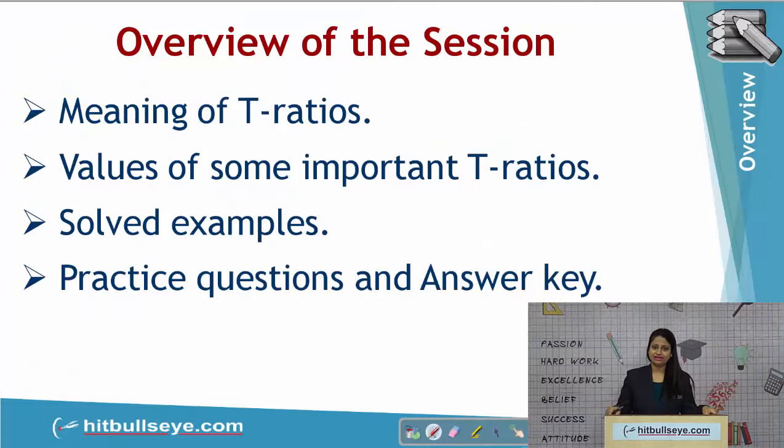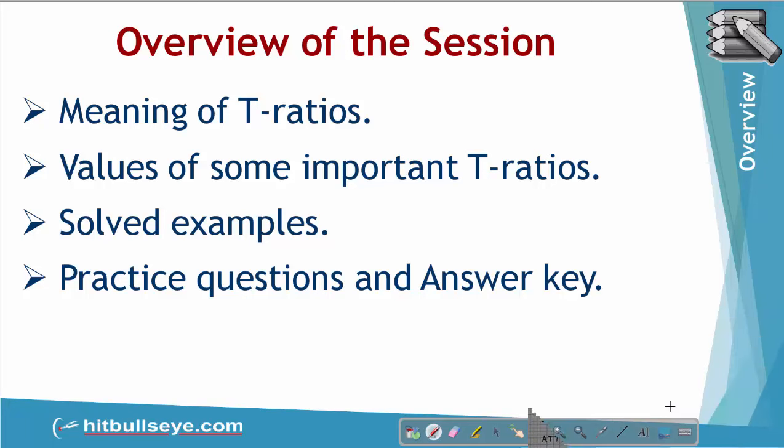First of all, we'll learn the meaning of T ratios, I mean trigonometric ratios. Then we will learn values of some important T ratios. Then you will have some solved examples. Then there will be a practice question exercise and the answer key. So let us move to the concept.